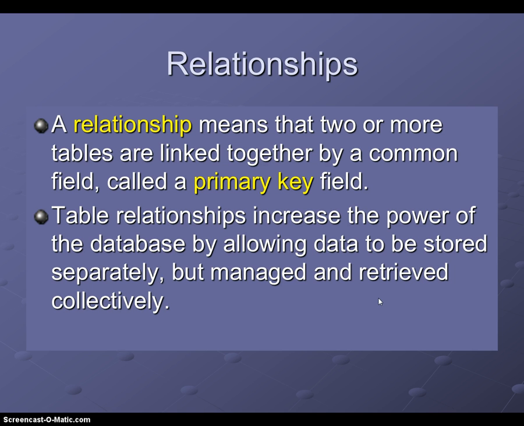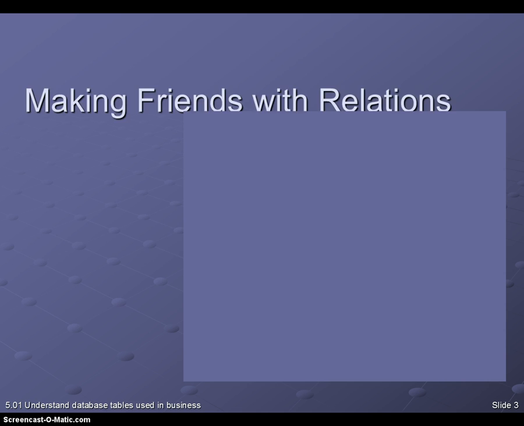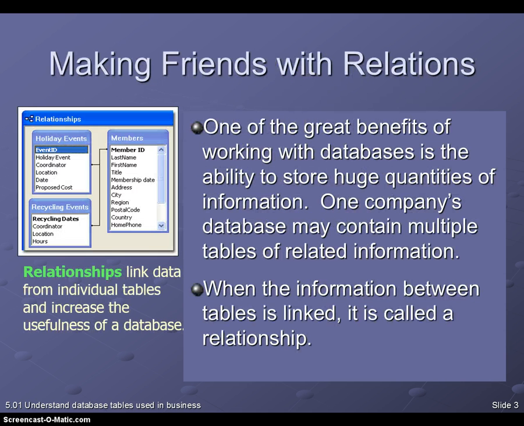It increases the power of the database, allowing you to store things separately, but then you can search them together to find information easier. This is an example of a relationship over here. Here's the definition. A relationship links data from individual tables and increases the usefulness of the database. As you can see here, member ID and recycling date, coordinator, and coordinator here are linked with a member ID.